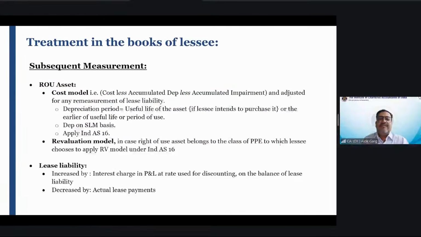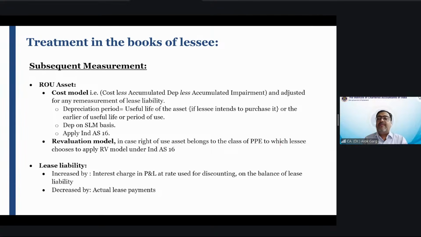So friends, then we discussed the subsequent measurement. In subsequent measurement, ROU is going to be depreciated. ROU has to be depreciated over a straight line method. The depreciation period is equal to the useful life of the asset if the lessee wants to purchase the asset, or it is the earlier of the period of usage and the lease period in case the lessee does not want to purchase the asset.